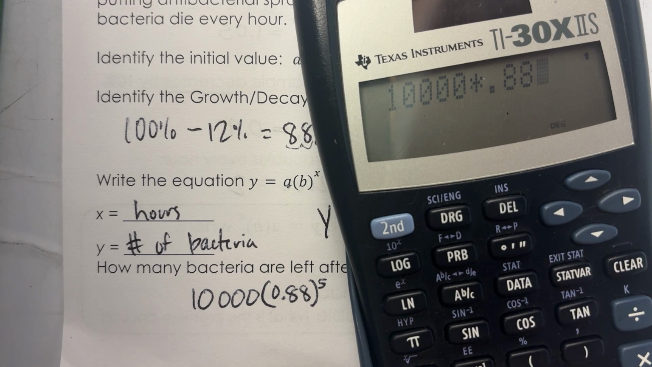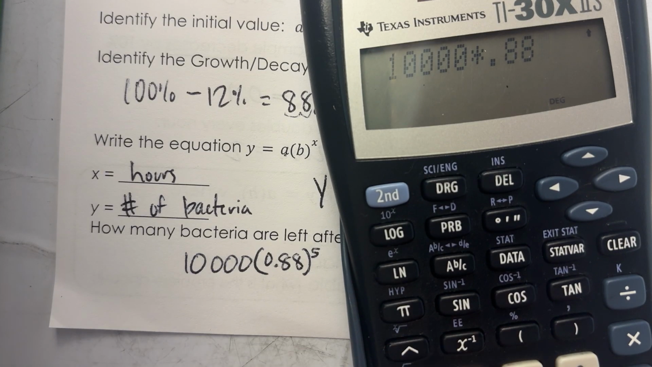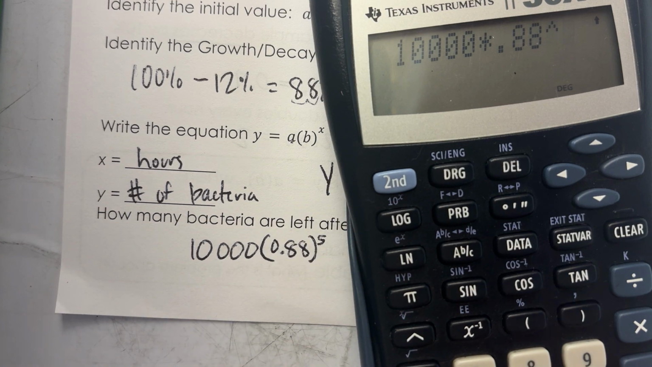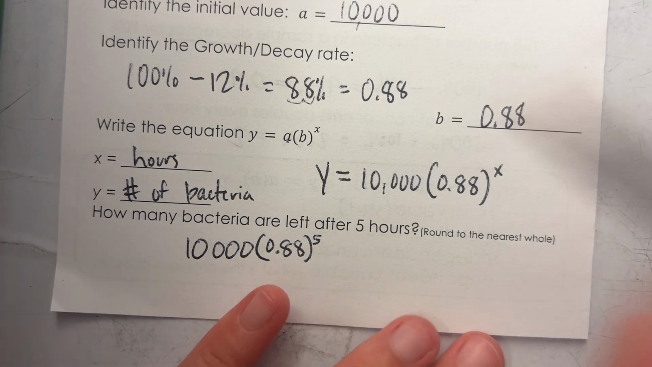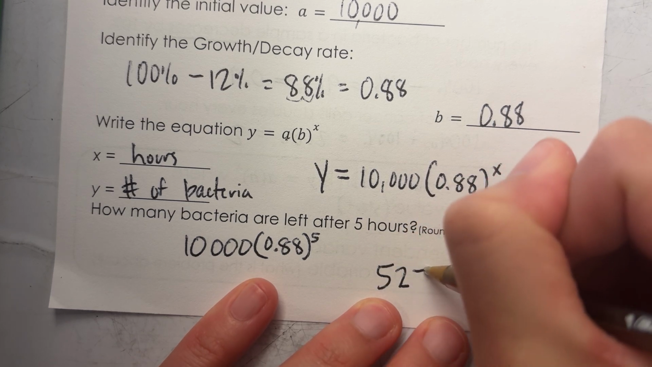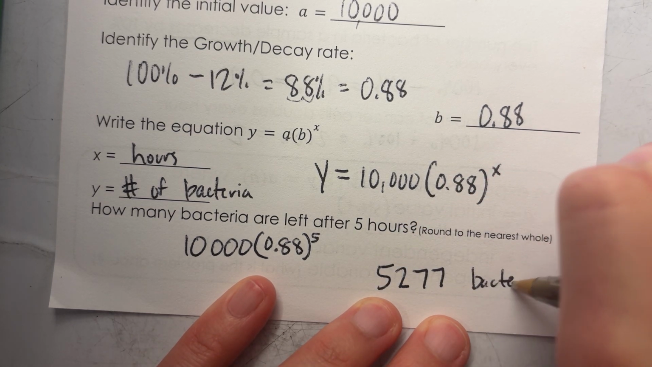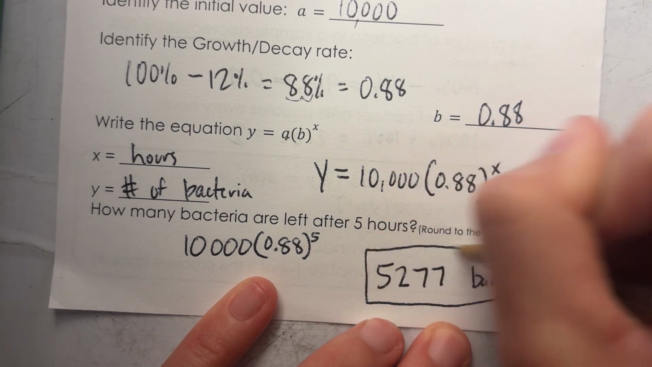So 10,000 times 0.88 to the power of, remember this button right here? That same button that's above your 6 on your keyboard, right? To the power of 5. I get 5,277 bacteria are left after 5 hours.